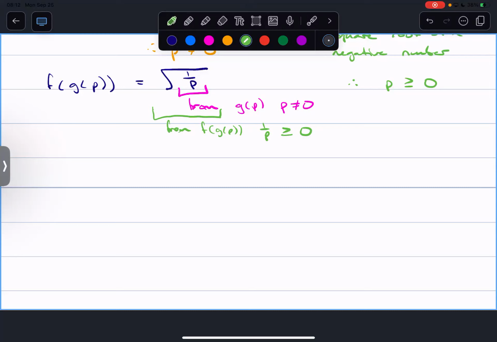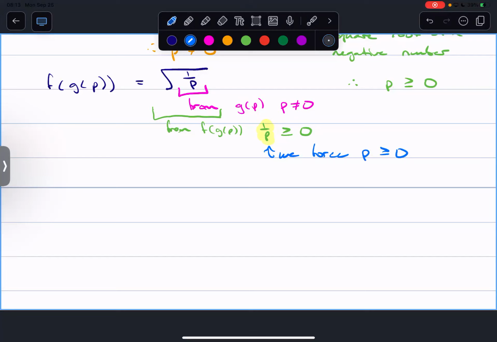Now you do a mashup of these, okay? Which means that 1 over P has to be positive. How can I force that? I can force that by making P positive, right? The only way that I can get 1 over P to be negative is if P is negative, right? And so here, we force P to be greater than or equal to 0.